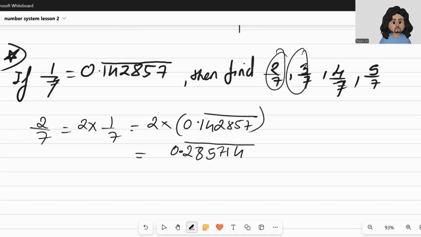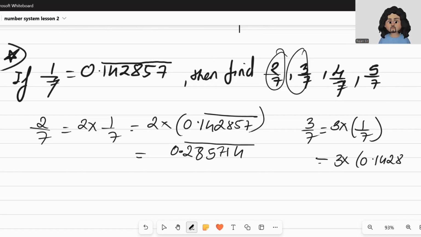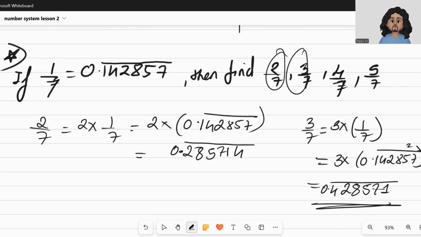We can go for 3 by 7 also. So we have 3 into 1 by 7, and then you can put the value 3 into 0.142857, and just multiply. 3 sevens are 21, carry 2, 3 fives are 15, and so on, with the carries. So this is the answer with the bar. And you can do so on for 4 by 7 and 5 by 7.